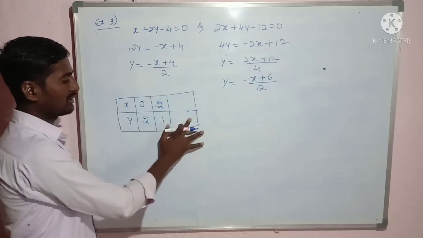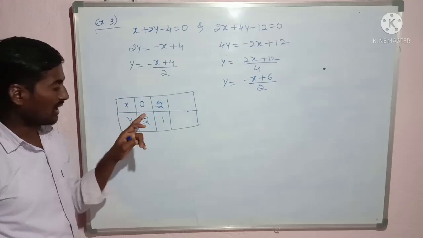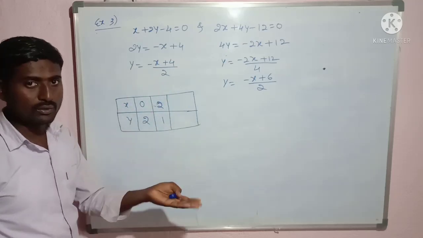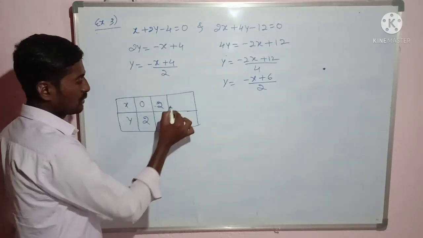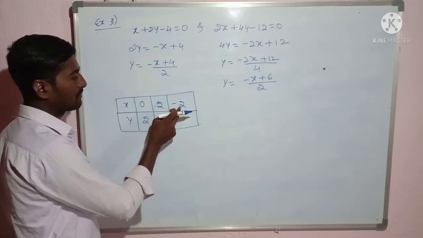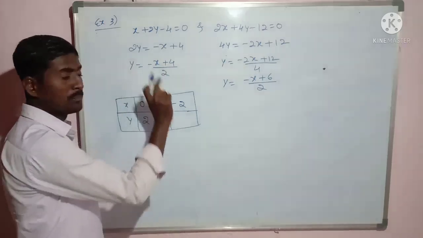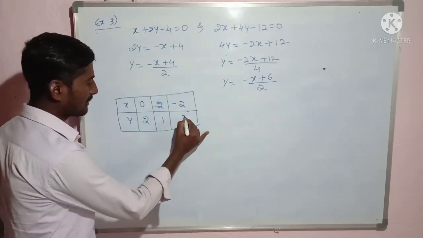No, I don't want to take it. It will be confusing. I'll take one more value of x. I'll take x equal to 0, then x equal to 2, then I'll take one more, which means I'll take it as minus 2. So minus 2, if I take, it will become minus into minus, it is plus 2, plus 2 plus 4, it is plus 6. Plus 6 divided by 2 value is 3.